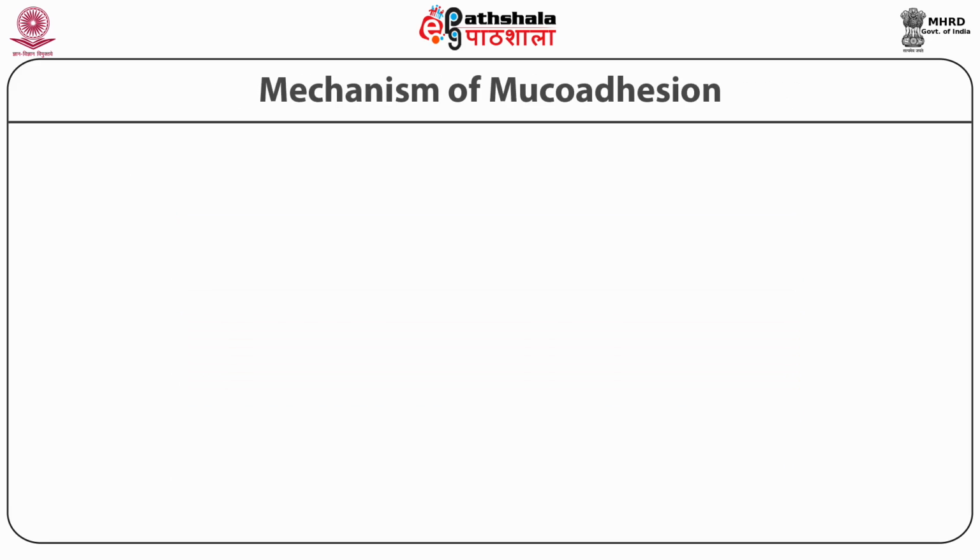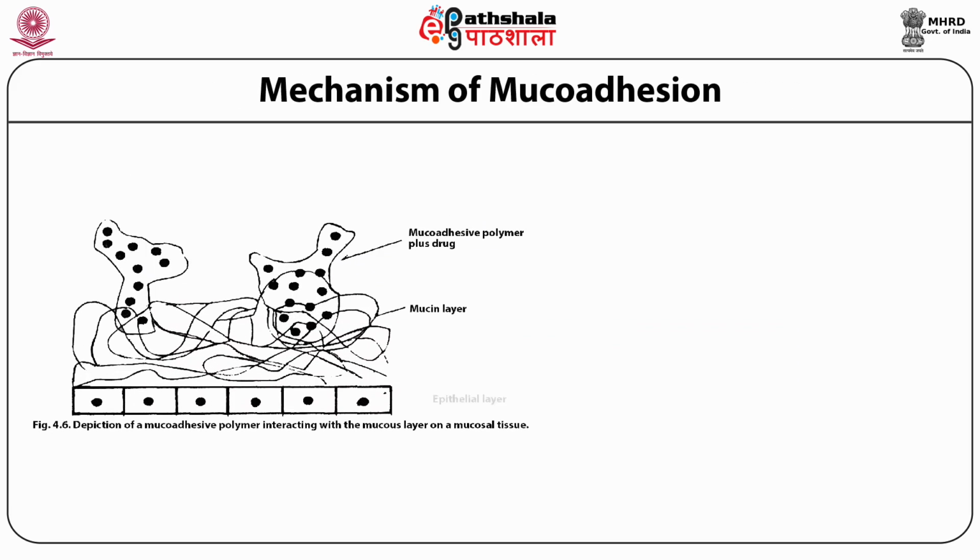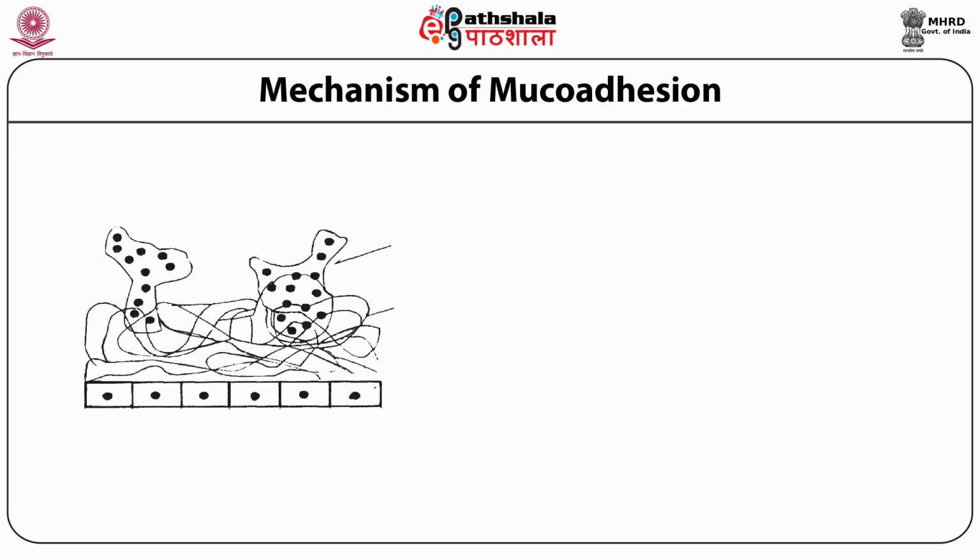Mechanism of mucoadhesion. The mechanism of mucoadhesion for ocular drug delivery systems is similar to any other route of administration. In all the cases, while we are talking of mucoadhesion, we have an inanimate surface in very close intimate contact with a biological surface.